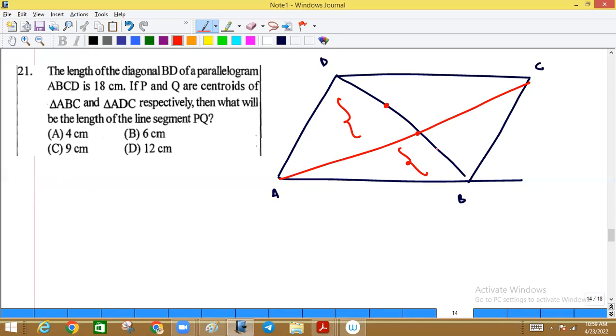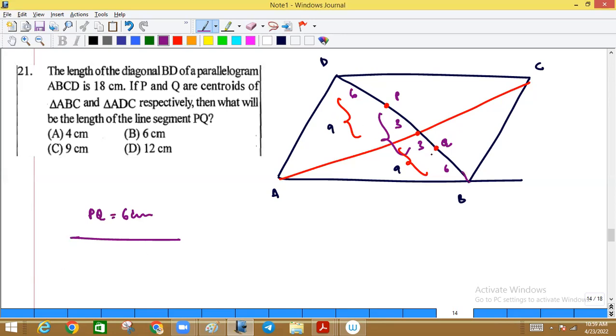P and Q are the centroids of ABC and ADC. Centroid divides the median in the ratio 2:1. 2:1 means it is 6 and 3. This is 3 and 6. Therefore, what is the distance between centroids? Centroids are what he said, P and Q. So what is the distance between P and Q? PQ equal to 6 centimeters.